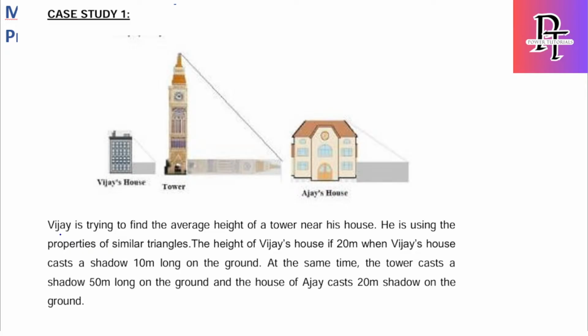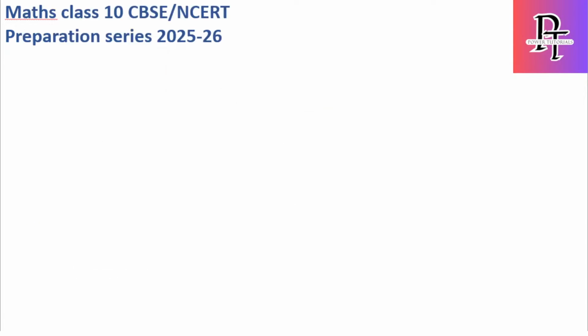And what is the statement? Vijay is trying to find the average height of a tower near his house. So this is the tower, and he is trying to find the average height of this tower. He is using the properties of similar triangles. So if you notice the properties of similar triangles, I will just give a small recap. What are similar triangles first, and then we'll go to the question.